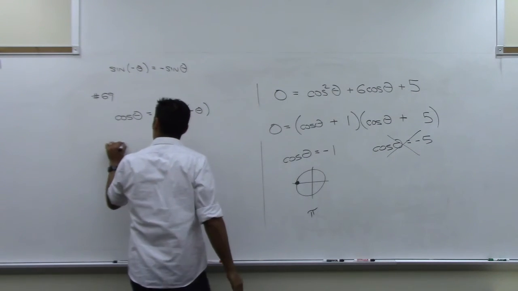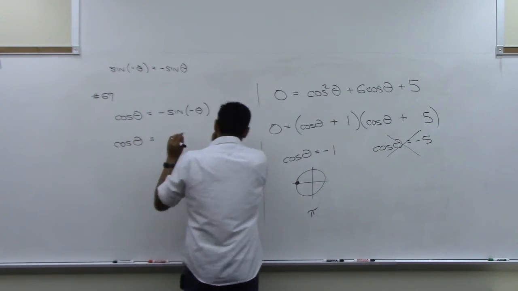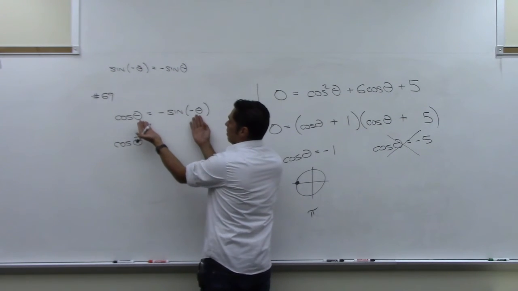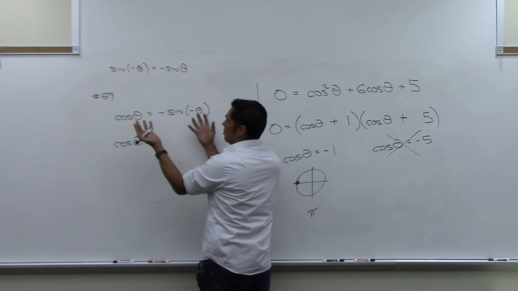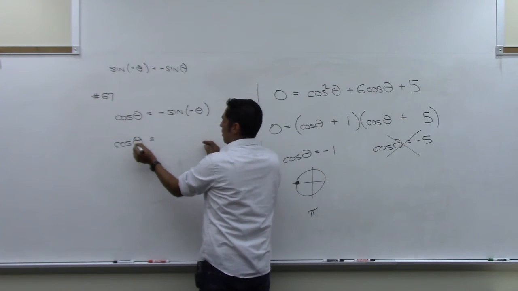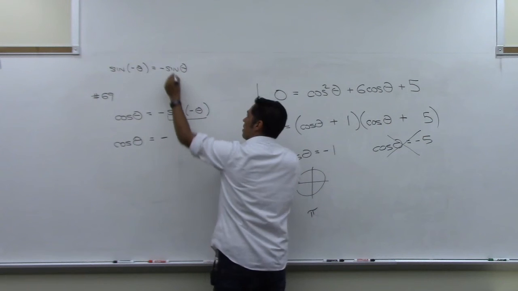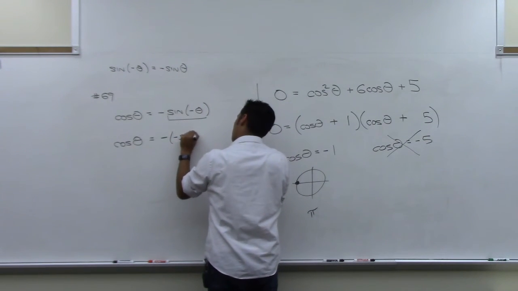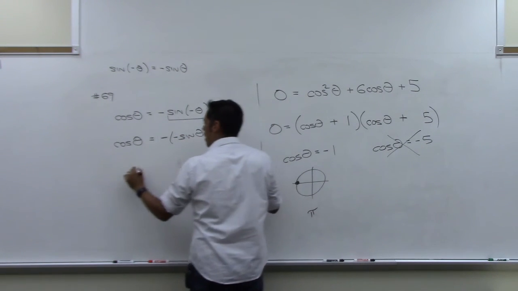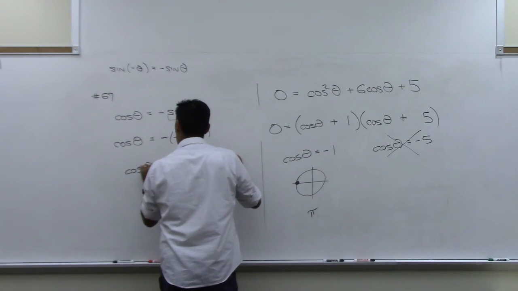So this becomes cosine theta equal, oh, and by the way, the reason I'm doing this is because this is theta, this is negative theta. I want everything in terms of theta. Same argument is what I'm looking for. So I had this negative here, but then this piece is going to turn into this. So negative sine theta. Negative is positive. So we're saying where is cosine theta equal to sine theta?